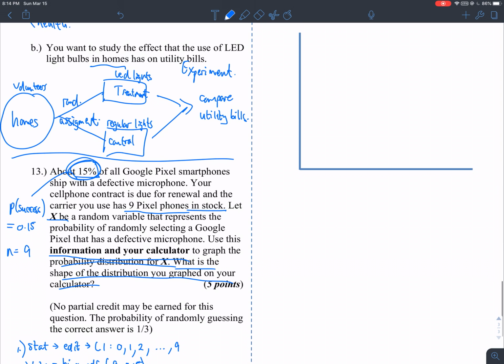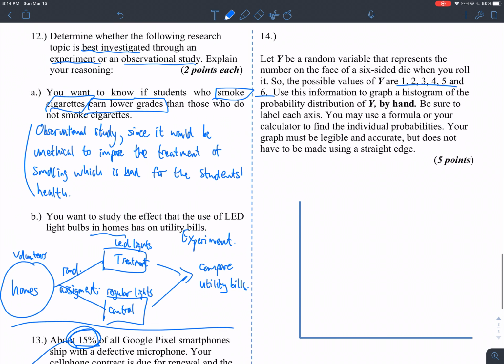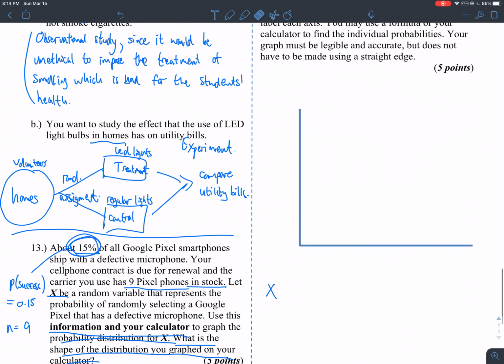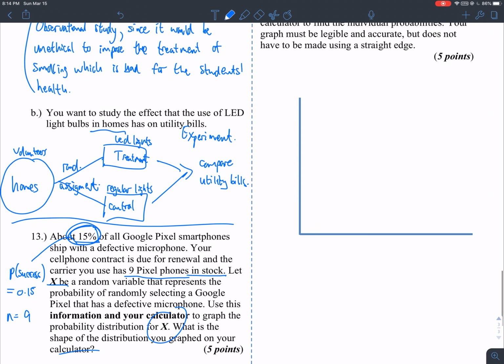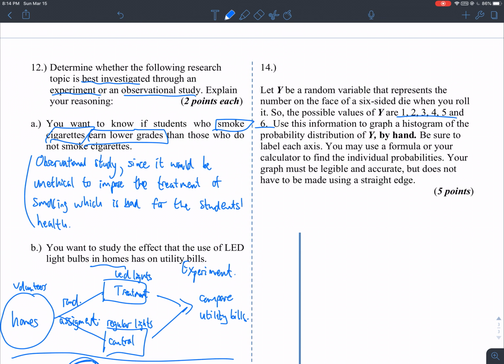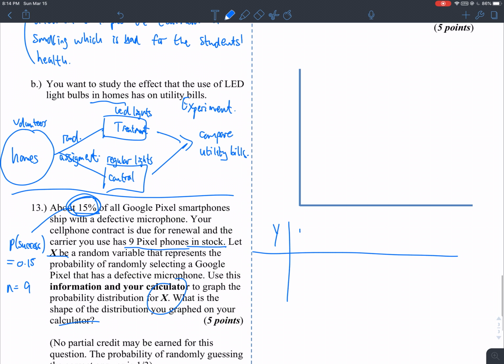All right, so we did this. X, what did we say, y? I think we said y because we used x earlier. Yeah, we used x here, so we're trying not to confuse you, so we're using y. Y is my random variable that is the number on the face of a 6-sided die when you roll it. So it's a random process. So the options for y are 1 and 2 and 3 and 4 and 5 and 6.